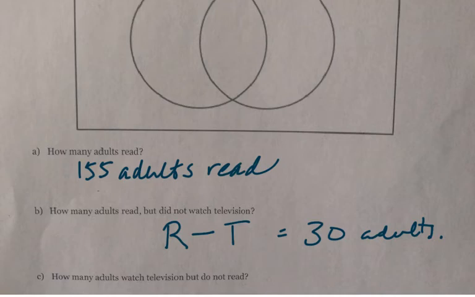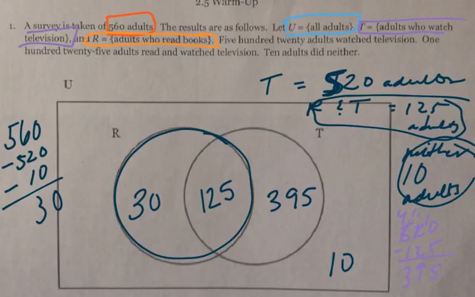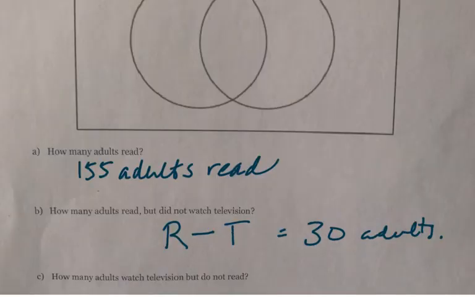And then how many adults watch television but do not read? So that's television but do not read. So that's this section right here. That's 395. So given the information in the problem, we're able to fill out the Venn diagram and determine how many people belong in each category. That's the general gist for this section.